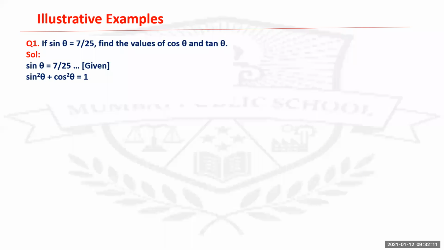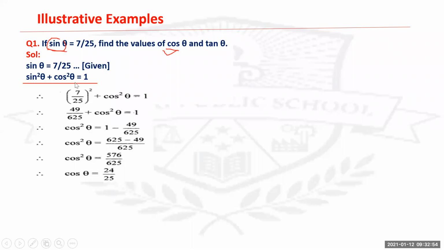Now here there are two methods of solving this. First is using the trigonometric identity, and the other is using the trigonometric ratio. We will solve it by both methods. Given is sine theta equals 7 upon 25. Now you know the identity with respect to sine and cos. If sine is given, you can easily find the value of cos using the trigonometric identity, that is sine square theta plus cos square theta equals 1.